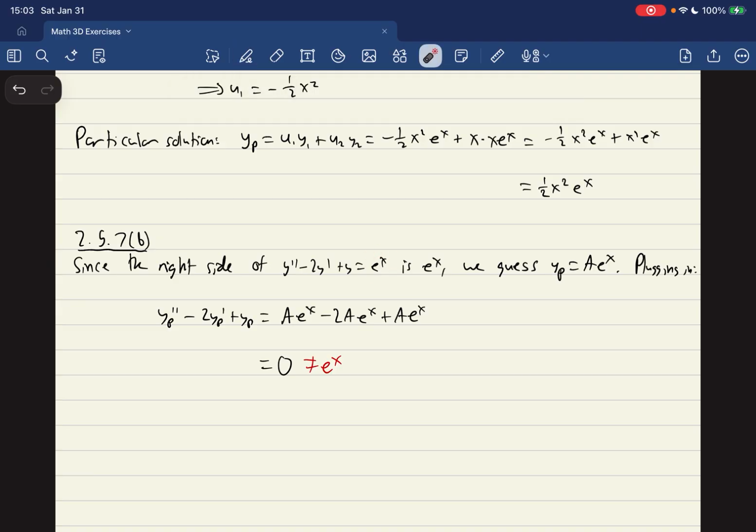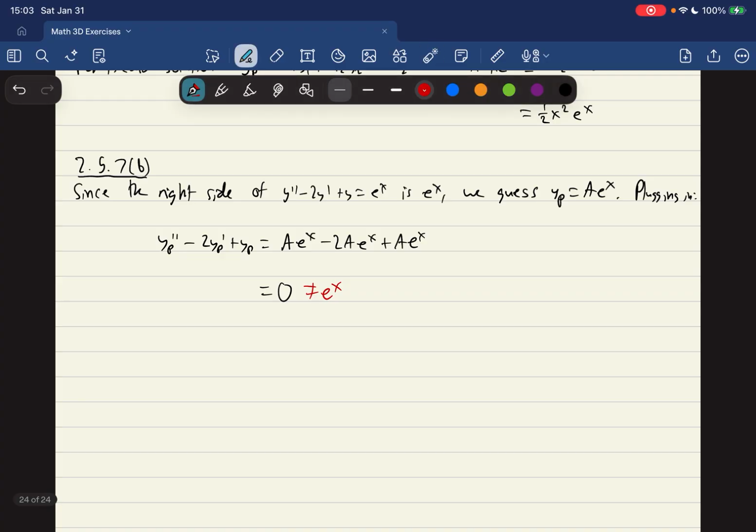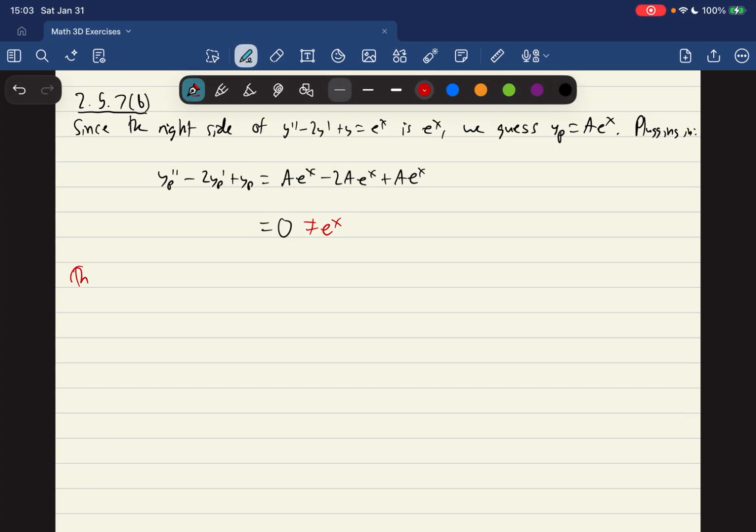And so what this tells me is that choosing my particular solution to be of this form isn't going to work. But that's okay. So this doesn't work, but we can try the next thing.